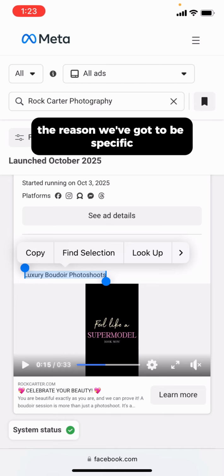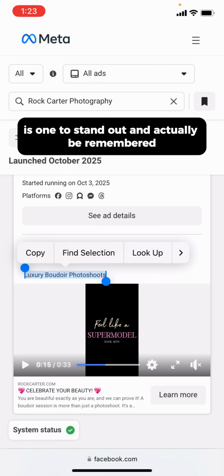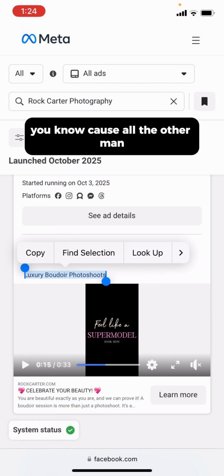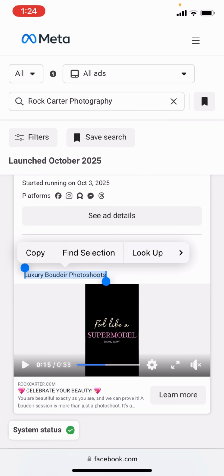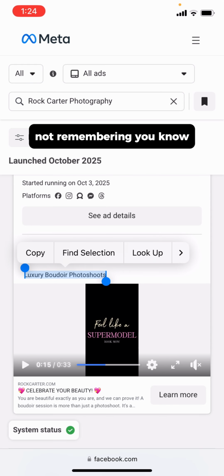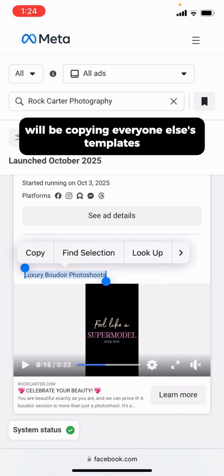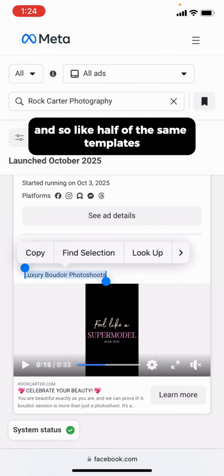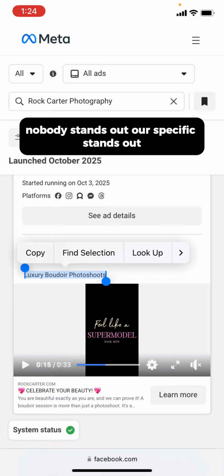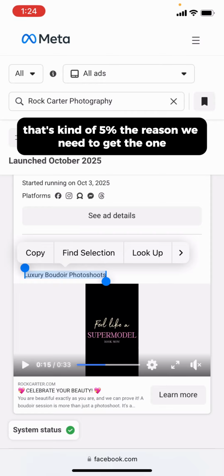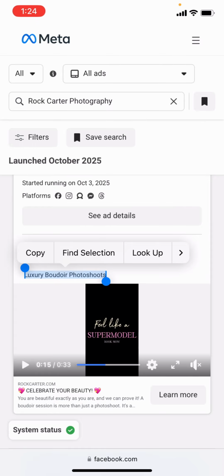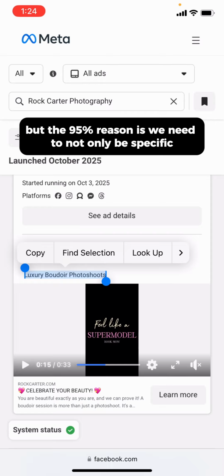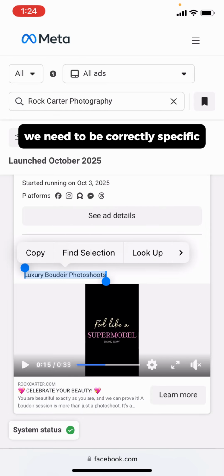Now, the reason we've got to be specific is, one, to stand out and actually be remembered, because all the other boudoir photographers are going to have broad messaging. Half of them will have broad messaging, the other half will be copying everyone else's templates. Nobody stands out. Our specific stands out. That's kind of 5% of the reason we need to get the 1-2 punch correct. But the 95% reason is we need to not only be specific, we need to be correctly specific.